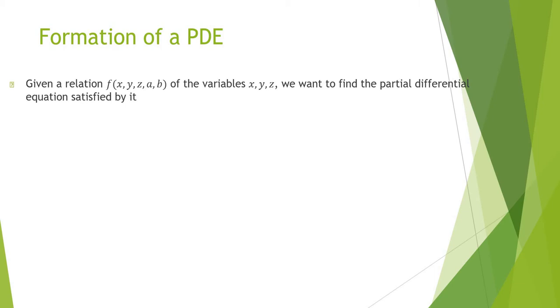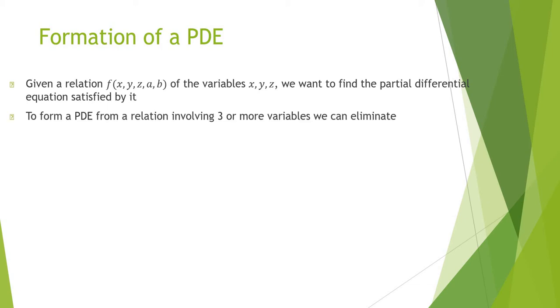How do we form a partial differential equation given a relation? We are given a relation f of x, y, z, a, b of the variables x, y, z, maybe some arbitrary constants a and b, and some arbitrary function f. And we want to find the partial differential equation satisfied by this relation. To form a PDE from a relation involving 3 or more variables, we can eliminate either the arbitrary constants in the relationship or eliminate the arbitrary functions in the relation.